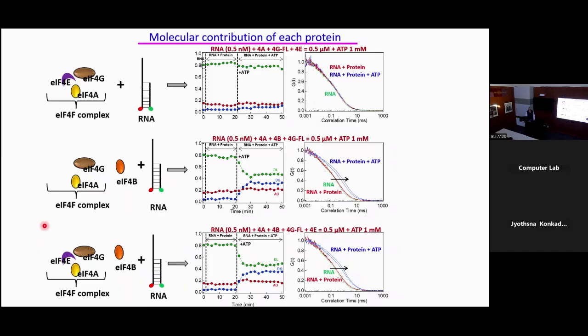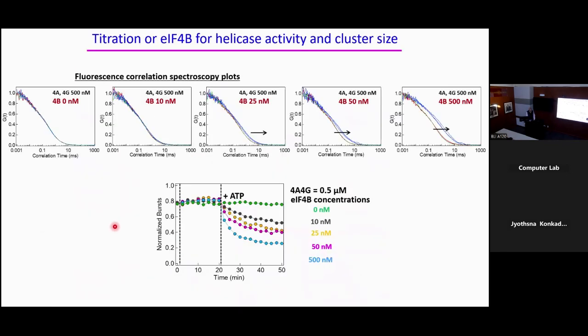There's a lot of work in this, as you can imagine, but she could get through it very quickly because the experiments themselves are so straightforward. Here's a titration of the concentration of EIF4B, 10 nanomolar, 25 nanomolar, up to 500. And you see the activity gradually increasing.